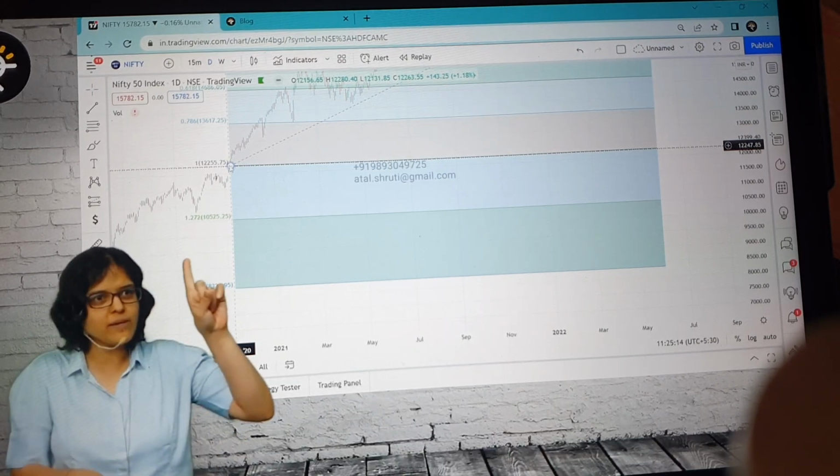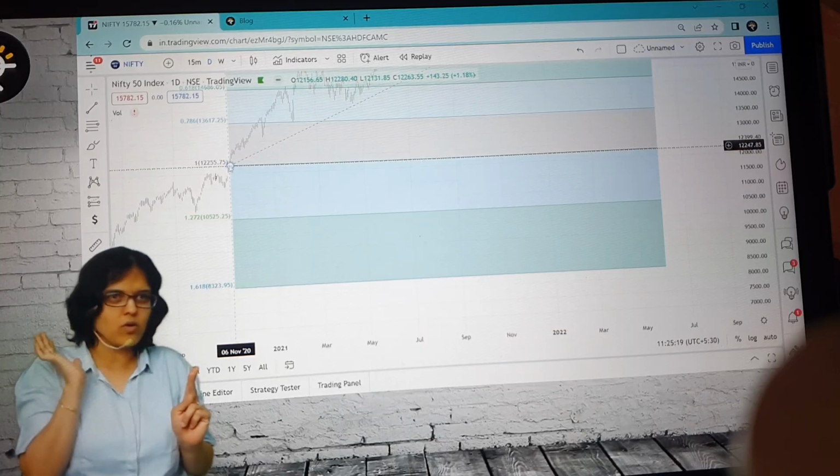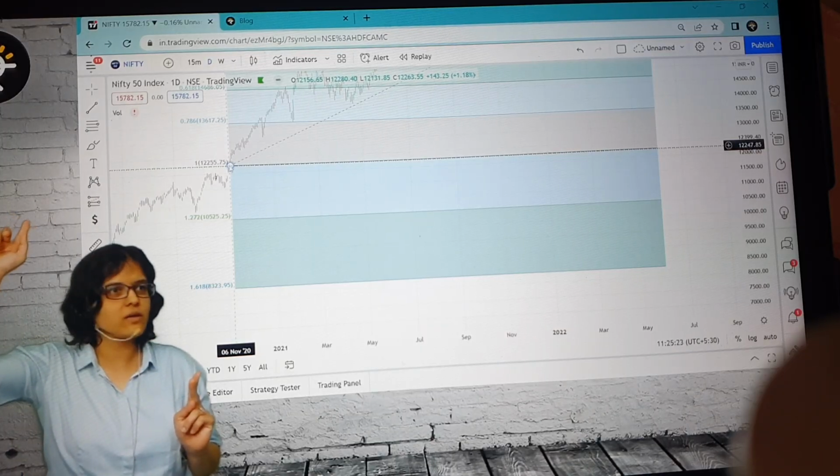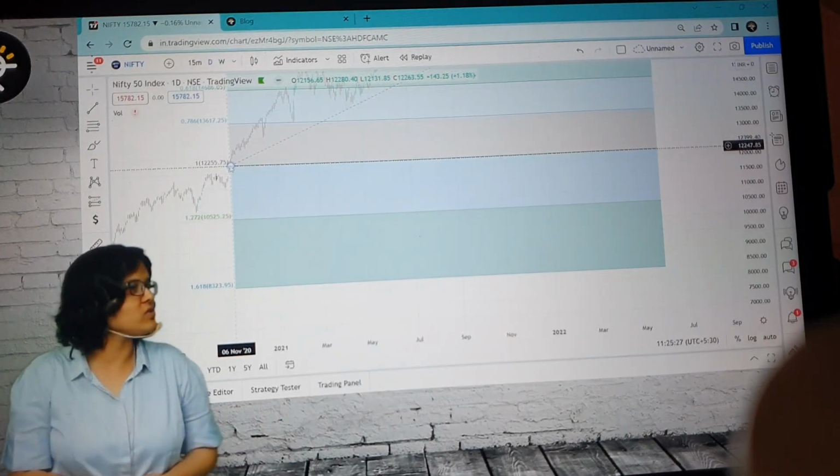How did I draw it? Alt F for step number 1. Choose the bottommost point, left click. Leave it, drag it to the topmost point, again left click. That is how you have drawn the Fibonacci. It will give you automatically support resistance.